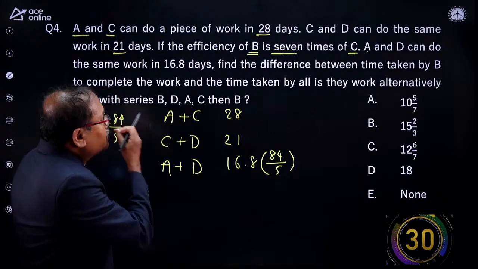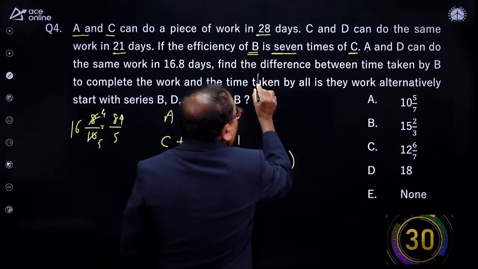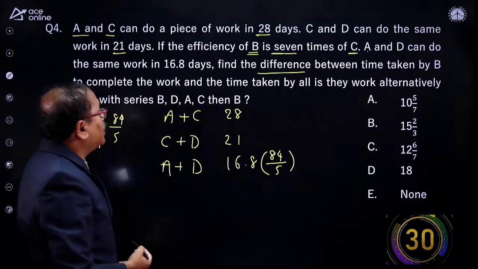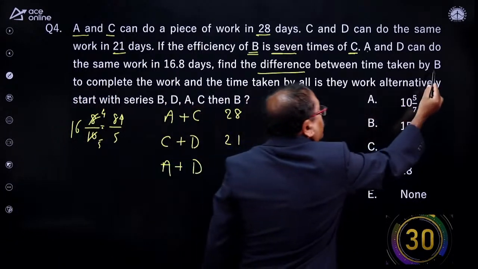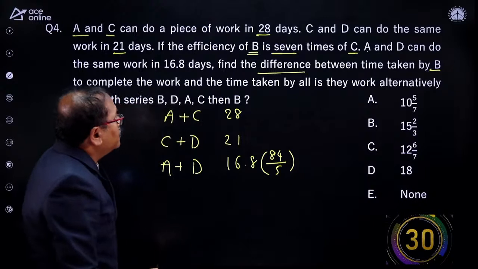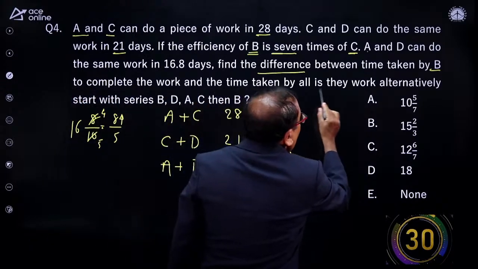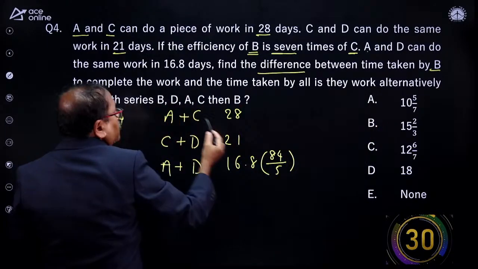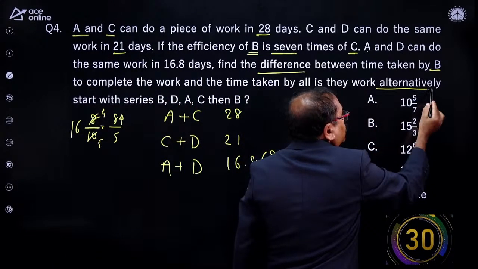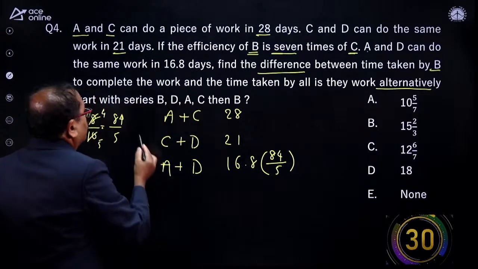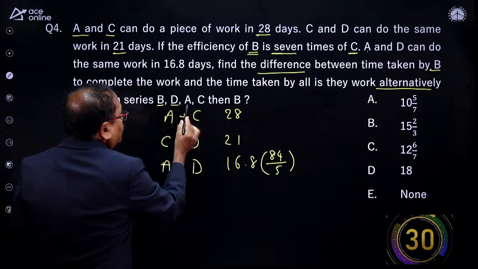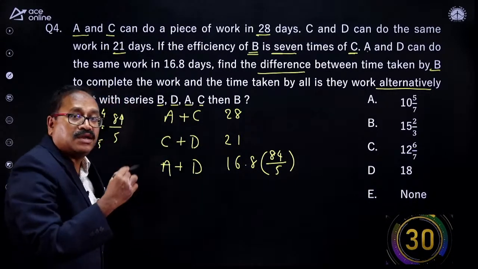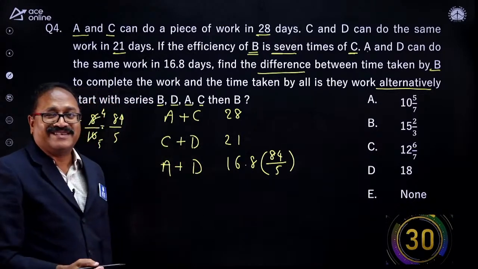और इसके बाद में क्या बता रहा है देखिए, find the difference between the time taken by B to complete the work and the time taken by all if they work alternatively. It's a very important question, sir. Alternatively in a series of B, D, A, C, then again B, D, A, C.